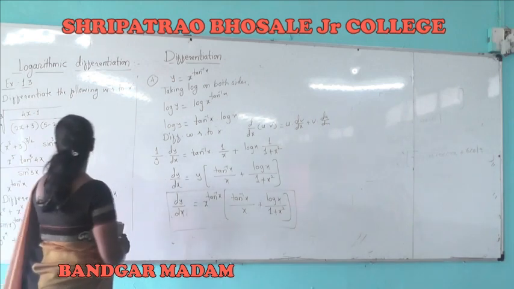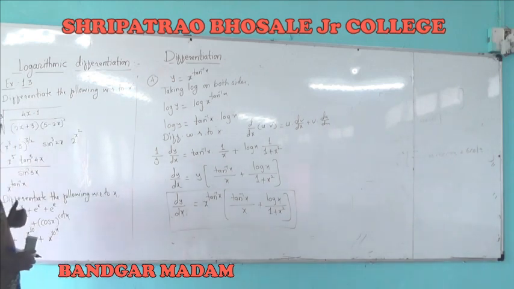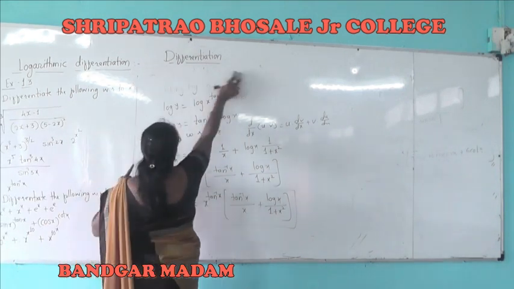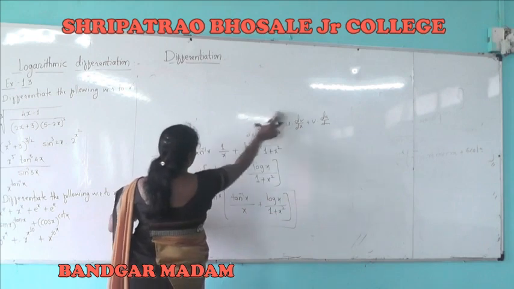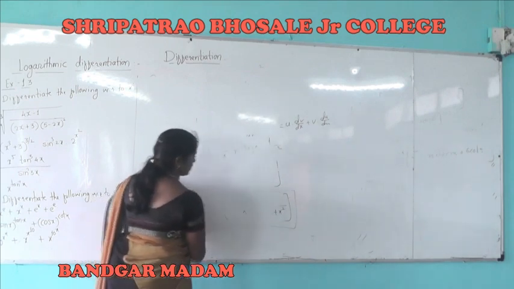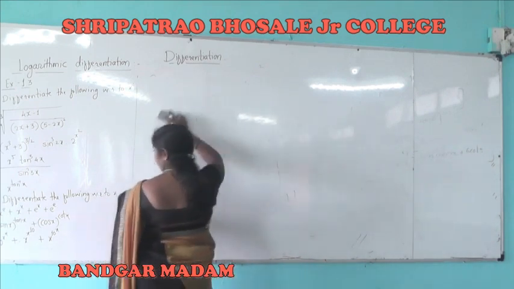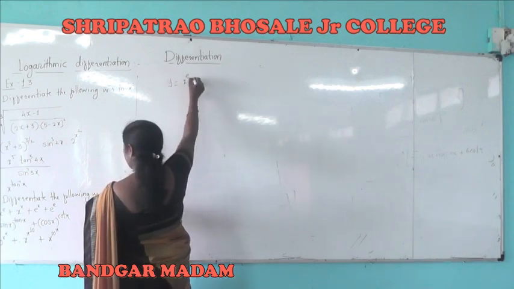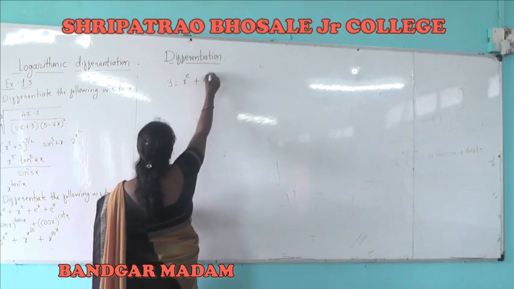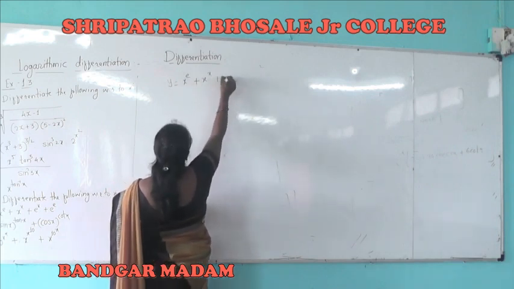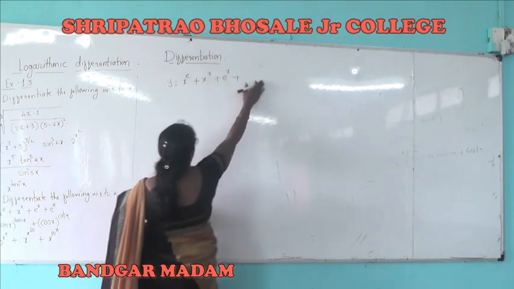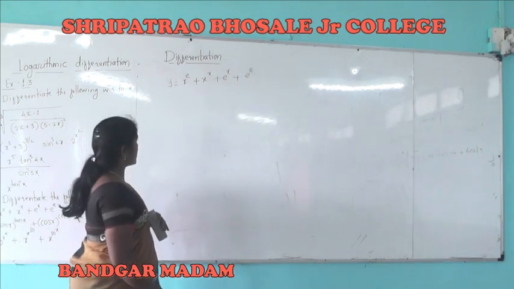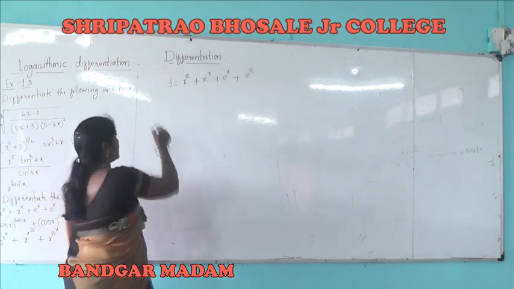Now we are going to solve some of the questions of question number 2. Question 2, first question is y is equal to x raised to e plus x raised to x plus e raised to x plus e raised to e. Now we will differentiate this y with respect to x.